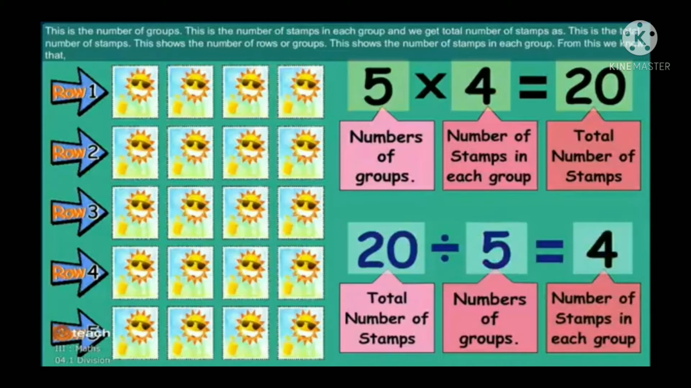Now students, if we have to write the same question as a division fact, how should we write it? First we write the total number of stamps, which is 20, divided by the number of groups, which is 5, and at last the quotient will be the number of stamps in each group, which is 4. So this will be the division fact for this multiplication. Students, I hope you have understood the relation between multiplication and division.